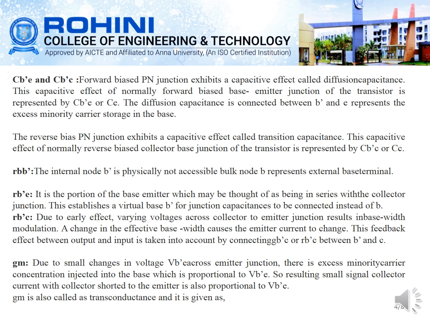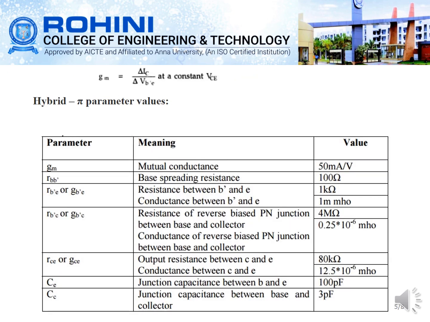And GM: whenever there is a change in the base to emitter voltage, excess minority carriers are injected into the base, proportional to this base emitter voltage. So the small signal collector current is proportional to the base emitter voltage, which we call the transconductance, given as GM is equal to del IC divided by del VBE.